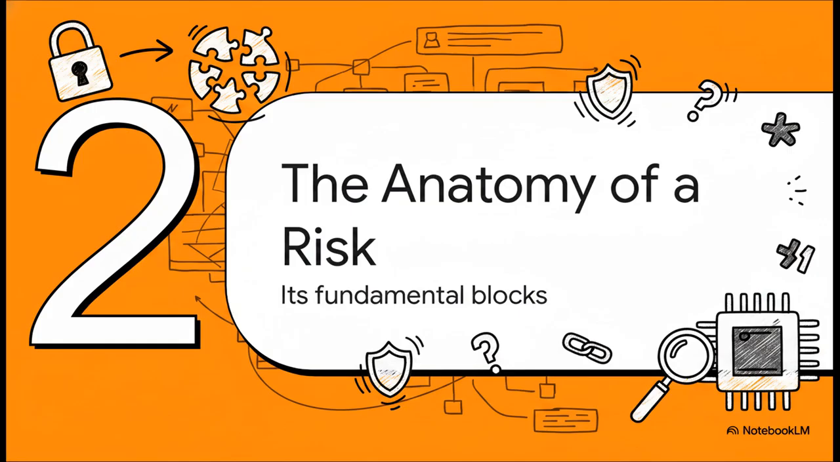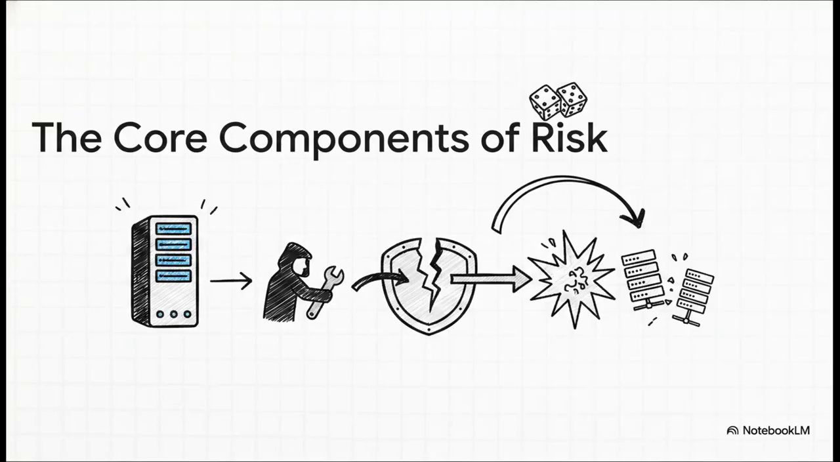Okay, so we've got the definitions down. Now let's pop the hood and see what a risk is actually made of. What are its fundamental building blocks? So every single risk can be broken down into these 5 core parts. You start with an asset. Let's say it's your customer database. Super valuable, right? Then you've got a threat, maybe a ransomware attack. And that threat looks for a vulnerability, a weakness, like an employee who accidentally clicks on a phishing link.